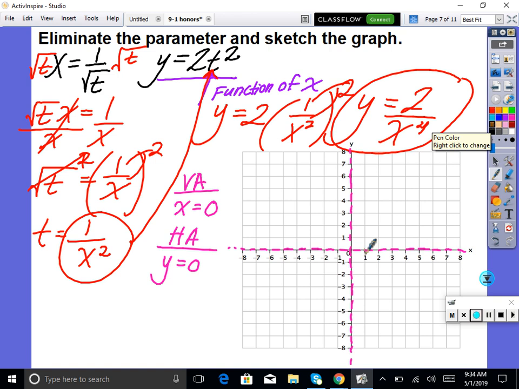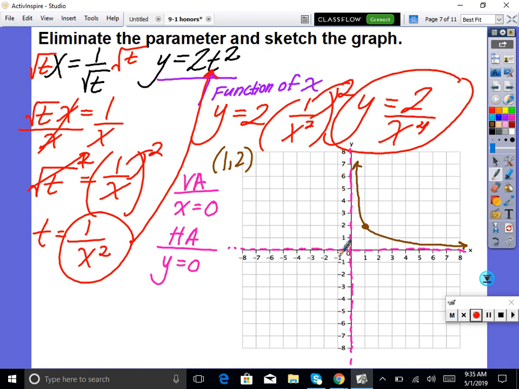So let's plug in a 1. 2 divided by 1 to the 4th is 2. So we have the point over 1, up 2 units. So that's plenty, isn't it? It's going to approach this asymptote, never cross it. And who cares if it crosses it, right? Eventually? Because if it crosses it, it'll still hug it. Rough sketch. Okay, moving on.